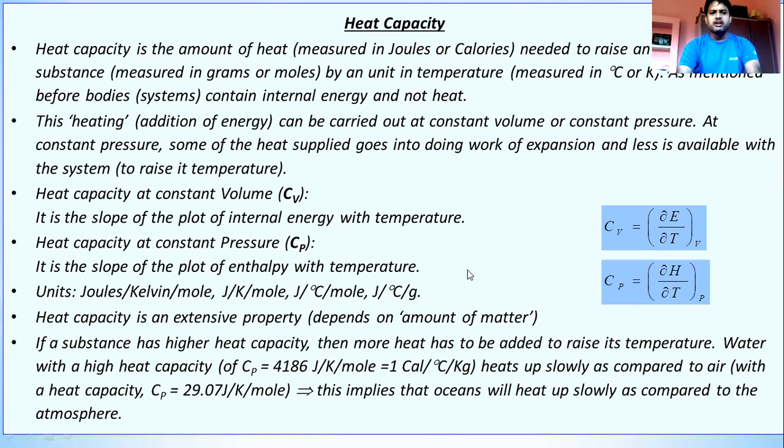If a substance has higher heat capacity, then more heat has to be added to raise the temperature. Water with a high heat capacity heats up slowly as compared to air. This implies that oceans will heat up slowly as compared to the atmosphere. So these are the basic terminologies which are used for understanding thermodynamics.